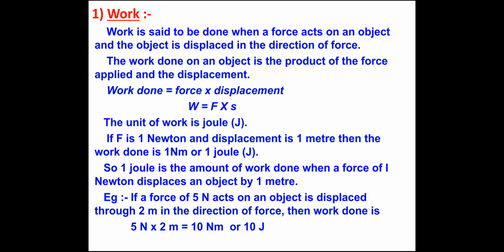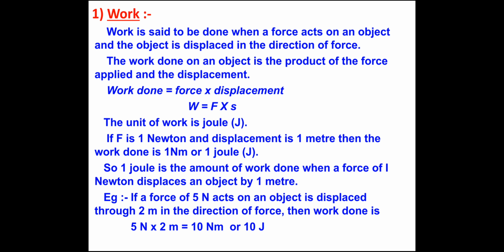We know the formula. Work done is equal to, sorry, W is equal to force into displacement, F into S. So here in this example, the force is 5 Newton and the displacement is 2 meter. So 5 Newton into 2 meter is equal to 10 Newton meter or 10 joule. So this is a simple example where we can calculate the work done.